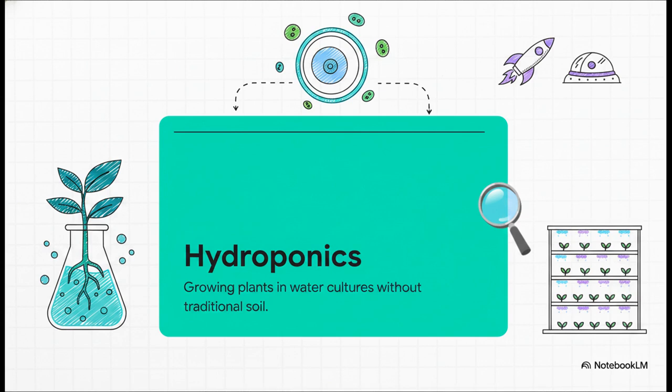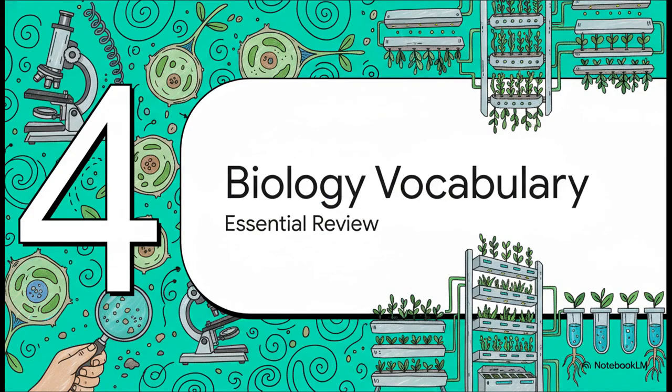So in hydroponics, they bypass the soil entirely. Because scientists know exactly what the cell's vacuole and roots need to function, they can deliver a perfect nutrient-rich water solution directly to the roots. This allows crops to be grown indoors, right in the middle of concrete cities, or even up on the International Space Station. It's wild. And finally, Section 4, Essential Biology Vocabulary.